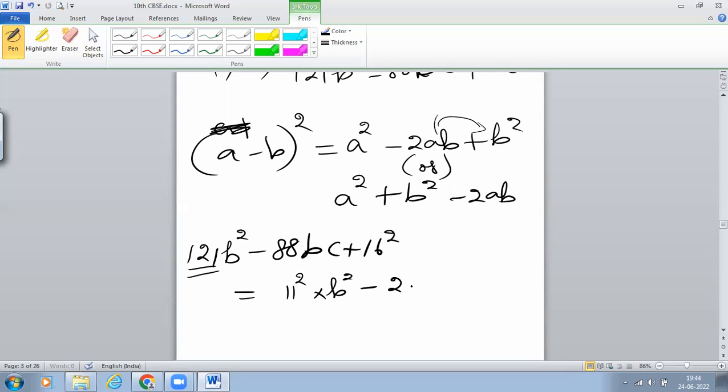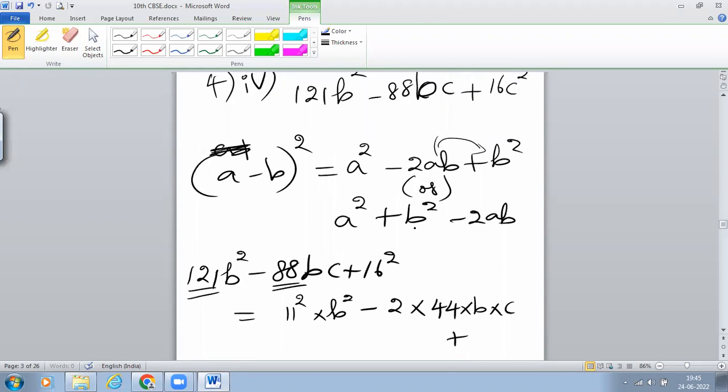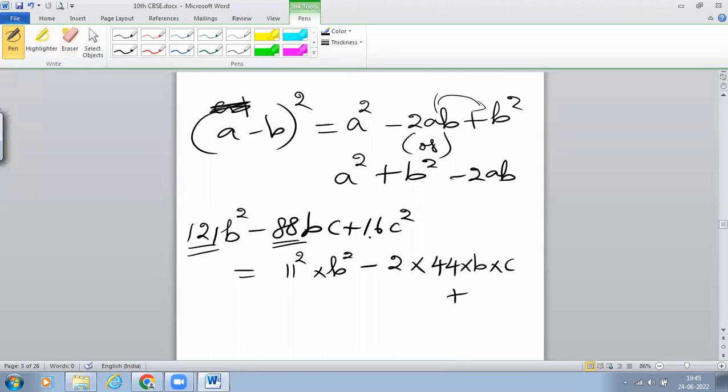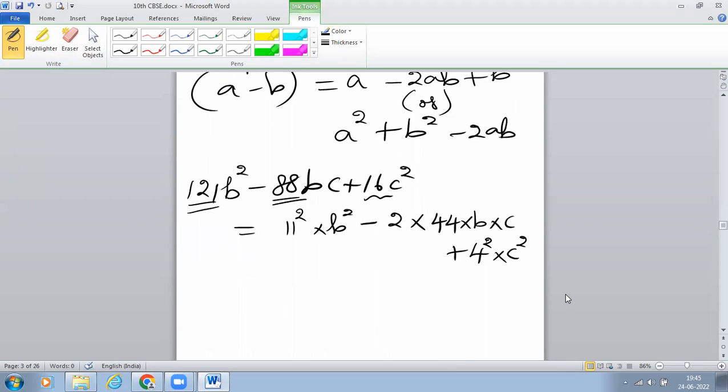So 88 can be expressed as 2 into 44, right? 2 into 44 is 88. I'll write it as 2 into 44 into b into c. Plus 16, sorry, it is not 16 square, it is 16 c square. The question is 16 times c square. So 16 is also a perfect square. 4 into 4 is 16. So 4 square is 16. Instead of writing 16, I'll use 4 square into c square. Please write this step. All of you write this step fast.